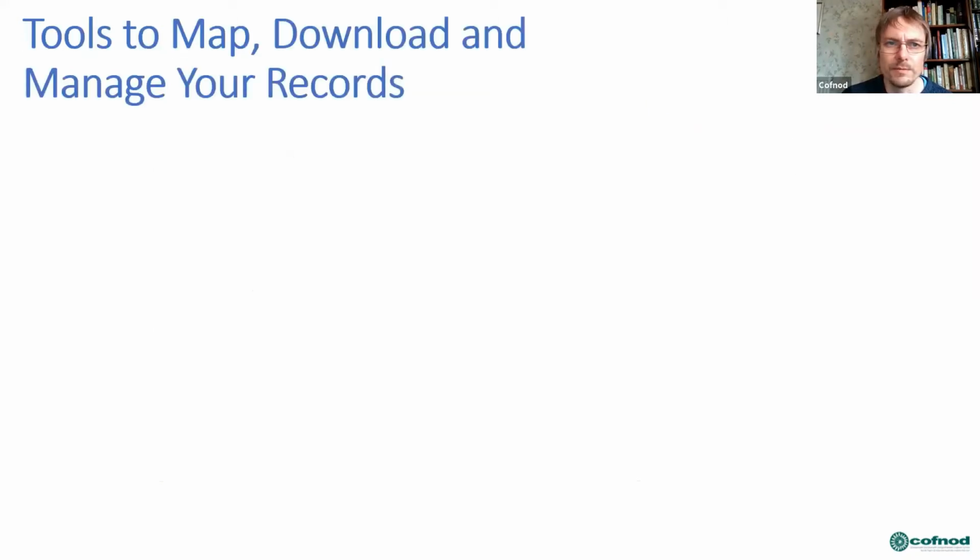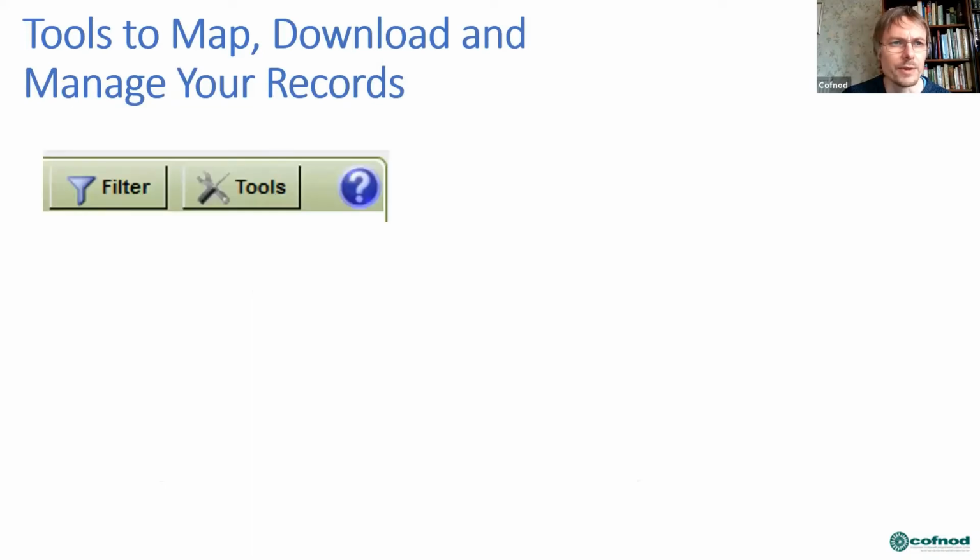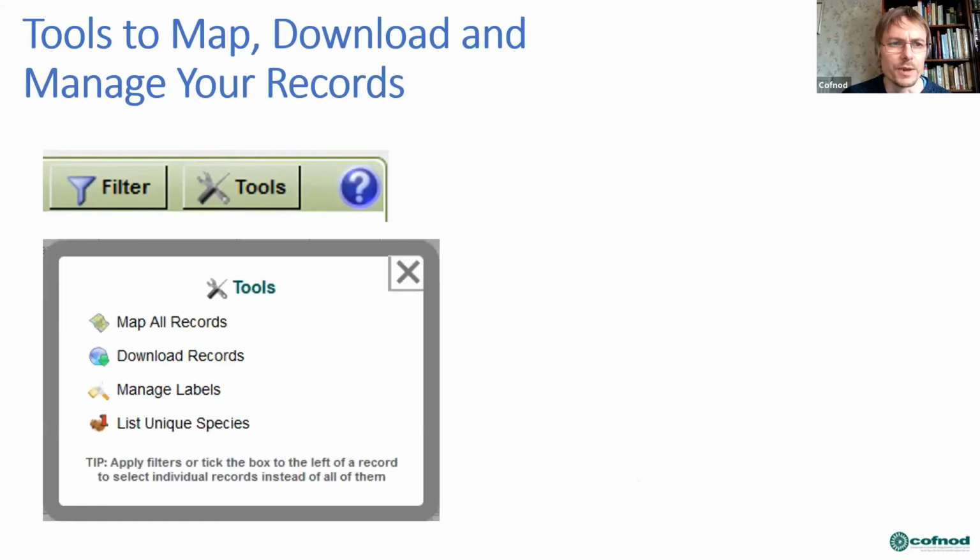Okay, so downloading and mapping your own records. Well, you've got these two options in the top right corner, so filter and tools. This is where you can map your records. You can also download them in a variety of formats. You can also list unique species. That's quite nice if you've got several years' worth of recording and want to know how many different species you have seen. You can use that. Likewise, you can filter by site and then do a search for unique species and have a site list. So quite powerful, really.